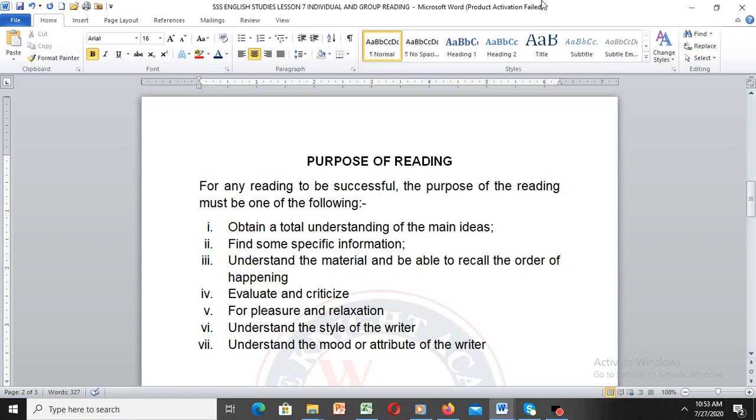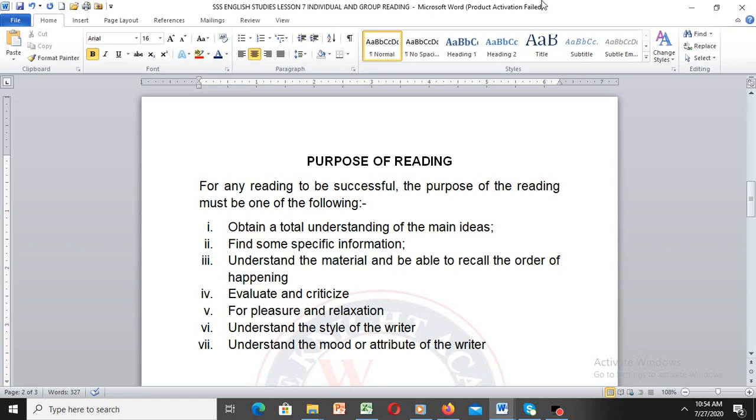Okay? Next, evaluate and criticize. Yes, the purpose of reading sometimes is to evaluate and criticize. You evaluate. You look at the writer, you look at the grammar, you look at the content, you look at the paragraphs, you look at the construction of sentences there, and you evaluate and you criticize. Okay? That is the purpose of reading.